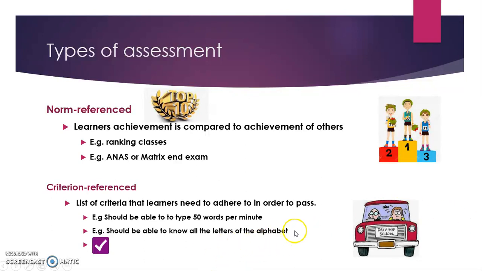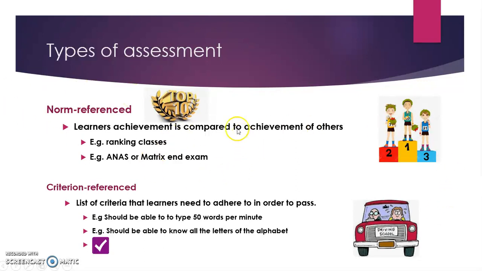The same with smaller learners. If they should know all the letters of the alphabet, if they only know 18 letters of the alphabet, then they don't know the alphabet, so they don't adhere to the criteria. Another example is always the driving school example. If you go to get your license, there's a list of criteria that you need to adhere to. You need to be able to do parallel parking, drive at a certain speed, use your indicators. If you do not do those things, then you did not comply with the criteria and you will not pass.